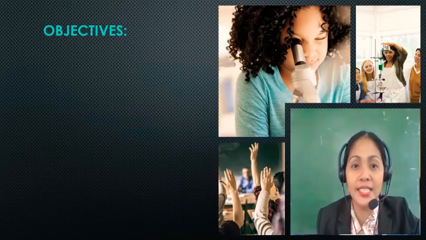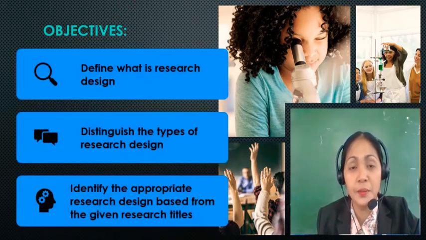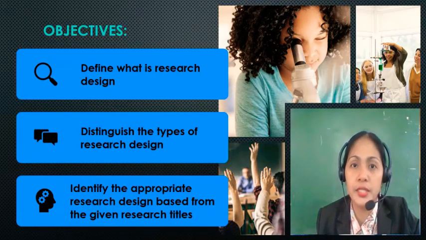Of course, as we begin this lesson video, I want you to keep in mind the following objectives. First, be able to define what is research design. Second, distinguish the types of research design. And lastly, identify the appropriate research design based on the given research title.